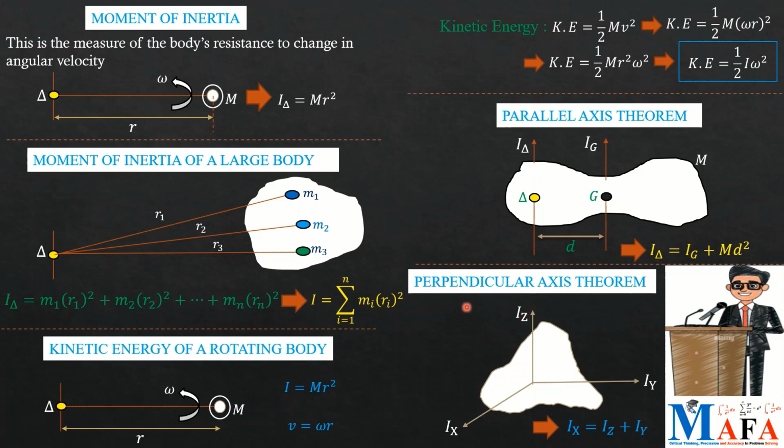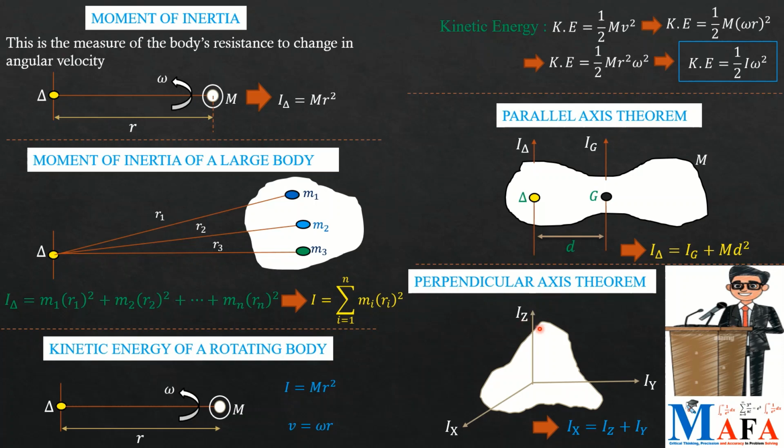And lastly, we are going to look at the perpendicular axis theorem. It says that if I have a body, then with respect to this axis, the moment of inertia of that body is Iz. With respect to this axis, the moment of inertia of that body is Iy. Now, if I want to find the moment of inertia with respect to this axis, I can call it Ix. Simply, Ix is going to be equal to Iz plus Iy. Why? Because the perpendicular axis theorem is, in general, saying the following.